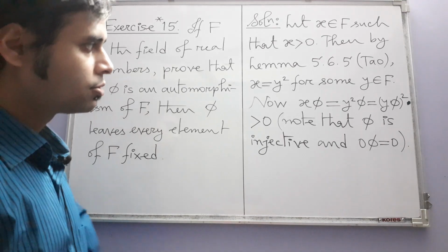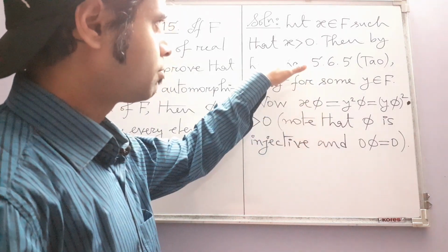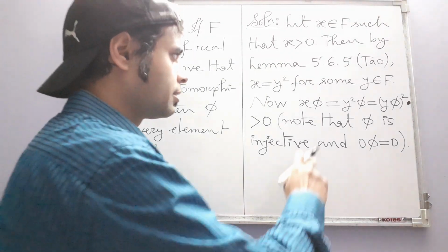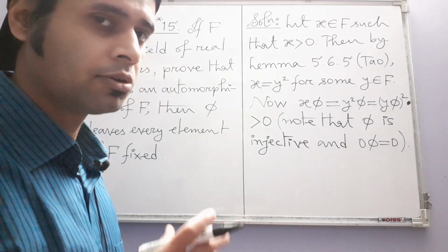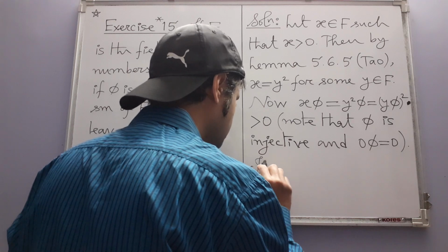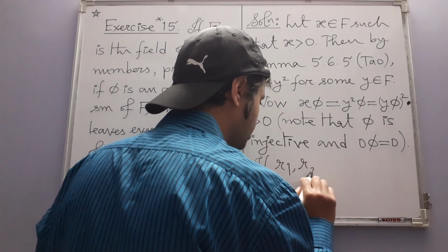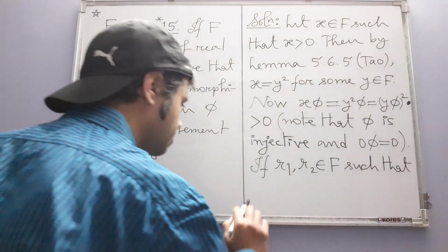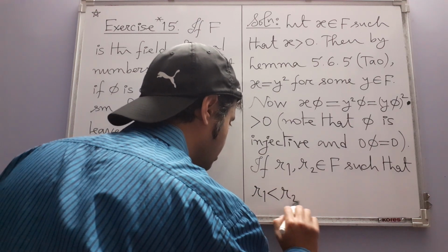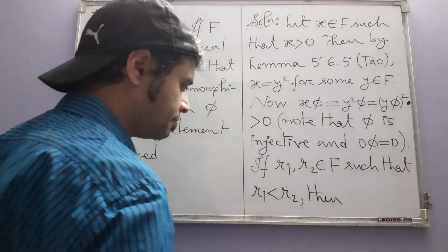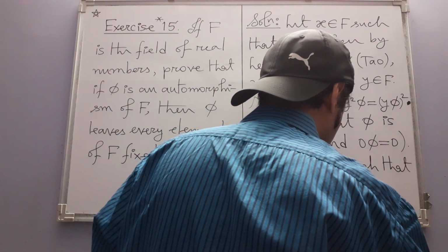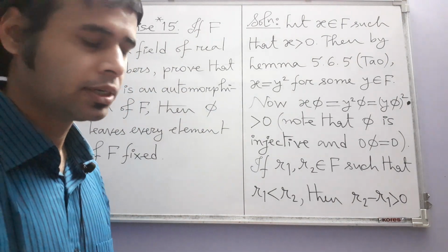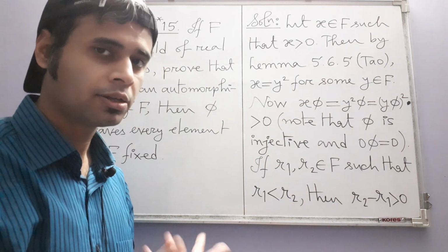In other words, what we have managed to show is that if we apply our automorphism phi on a positive real number, then we again get a positive real number. And now we are going to use this fact very nicely to show that the mapping phi is actually an order preserving mapping on the set of real numbers. Like this, if R1 and R2 are two real numbers such that R1 is less than R2, then R2 minus R1 is a positive real number. And so if we apply phi on it, then by what we have proved just now, that phi image will also be a positive real number.